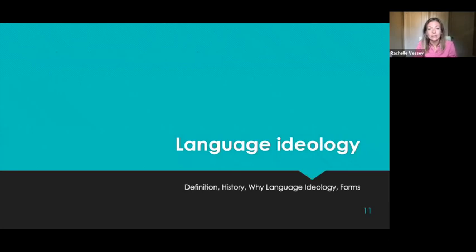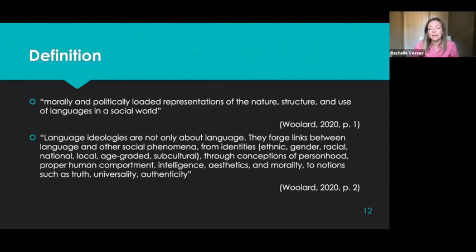So now I'll shift to the next element of this talk, which is language ideology. I suspect that this might be slightly newer territory for some of the people attending this series on corpus linguistics. So I'll spend a little bit more time getting to grips with what language ideology is here.